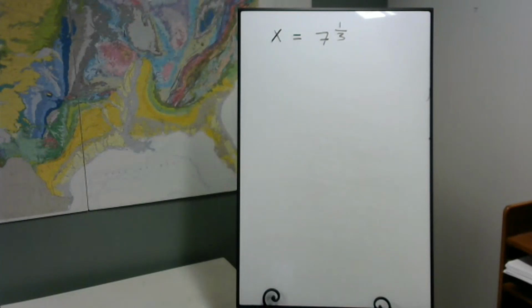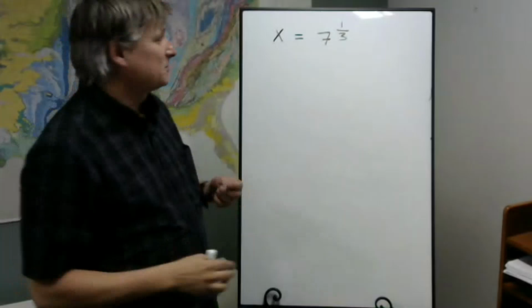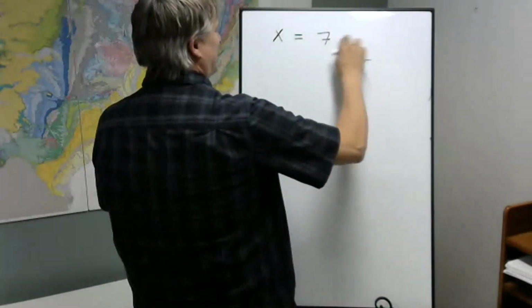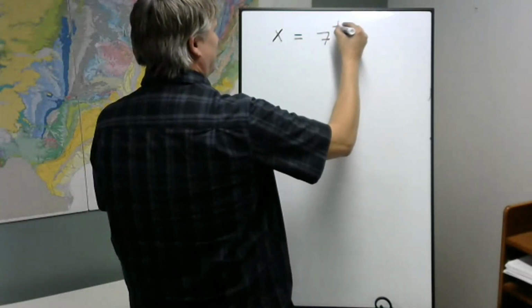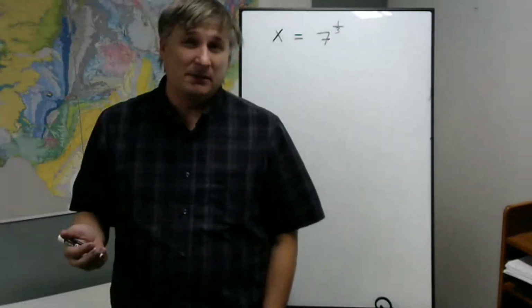A little better pen there. So we have 7 with 1/3 as an exponent. Make this a little more exponent-like. So what does this exactly mean?